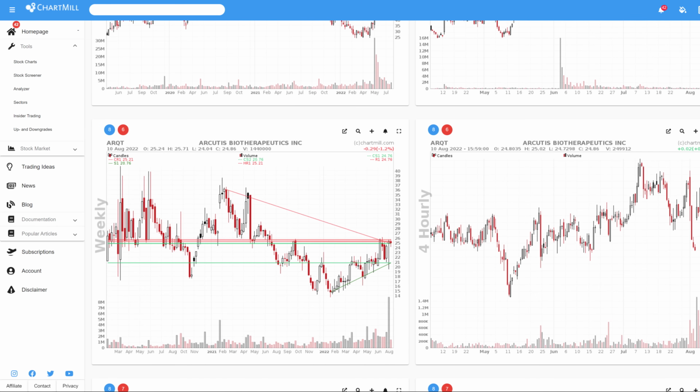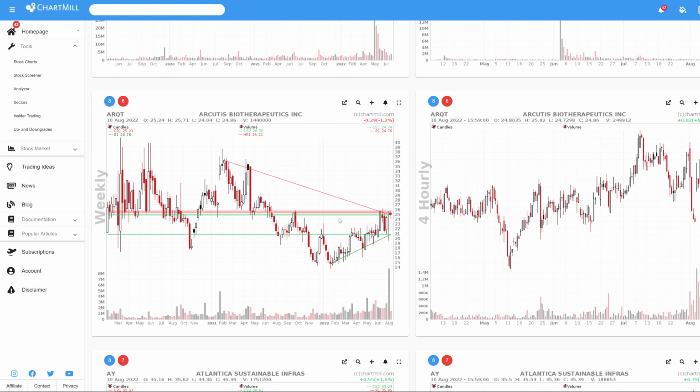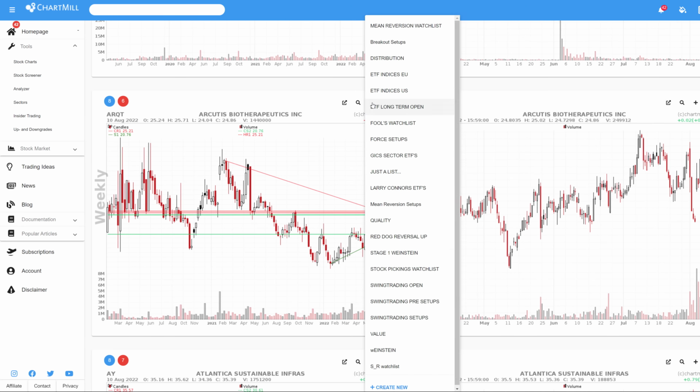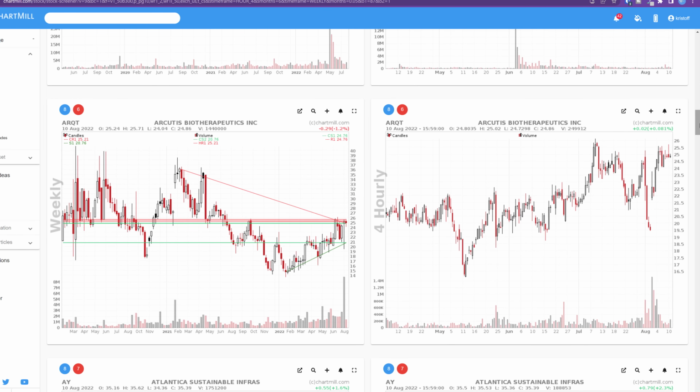Next one, ARQT, horizontal resistance, very close to it. It's also close to the descending weekly trend line, but there is some huge volume visible on the weekly chart. So this one is also a nice candidate, adding to the list. Let's go further.